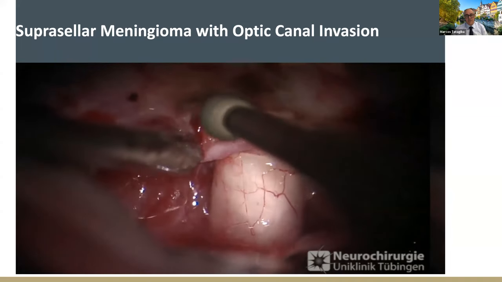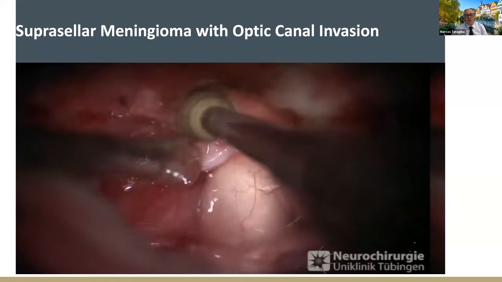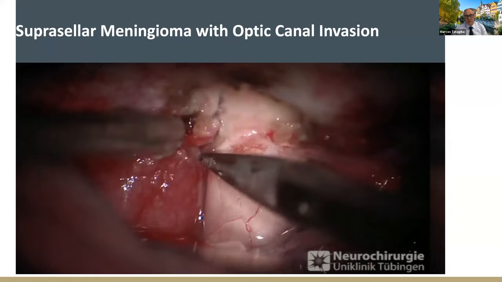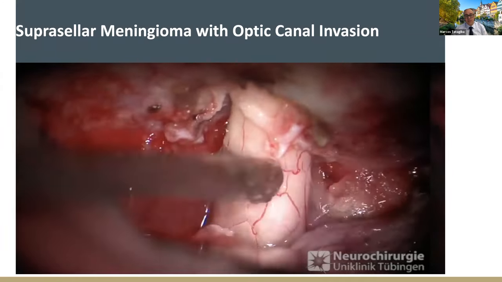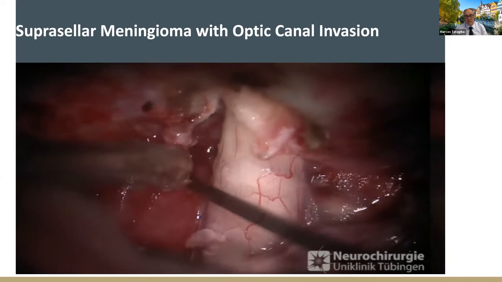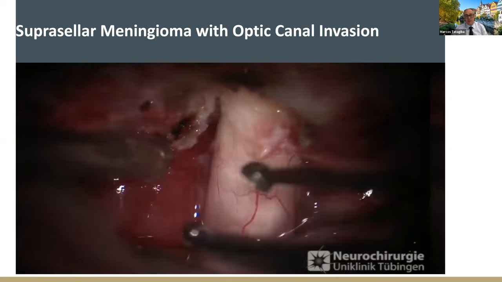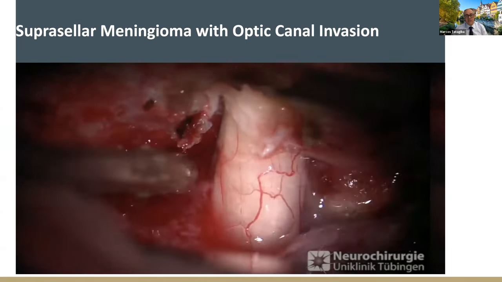And this is also, when we have this, there is then high suspicion of invasion of optic canal. And this invasion usually happens at the medial side, but sometimes if the tumor is primarily located at the anterior clinoid, the invasion is laterally.